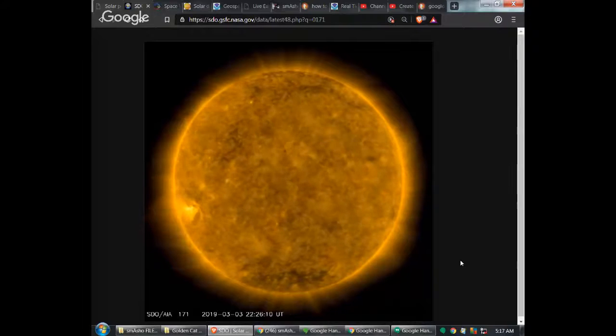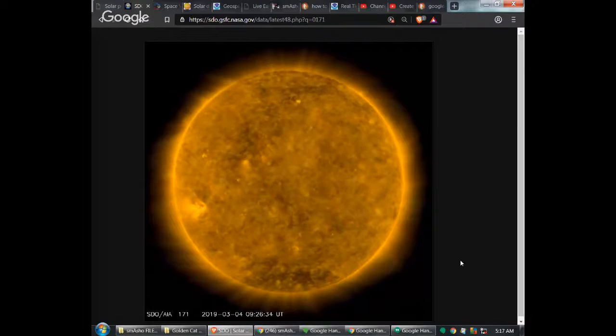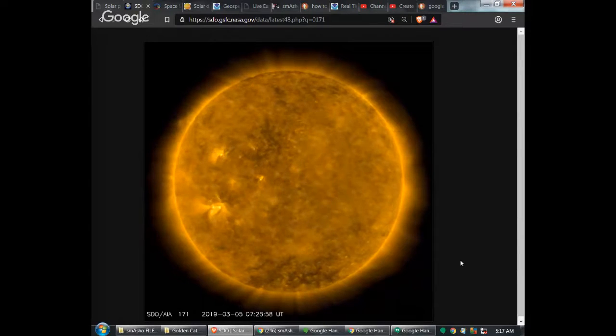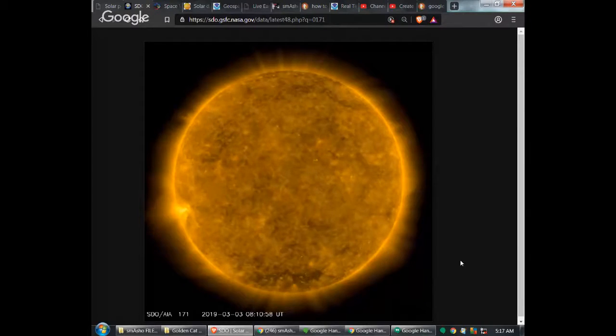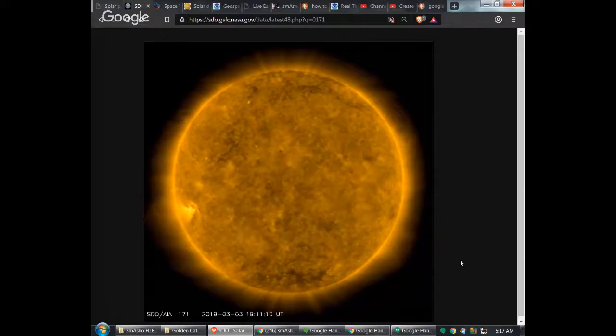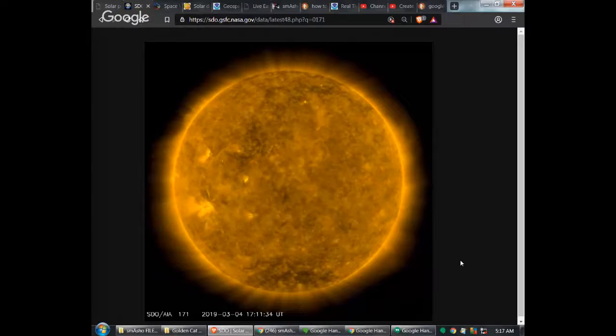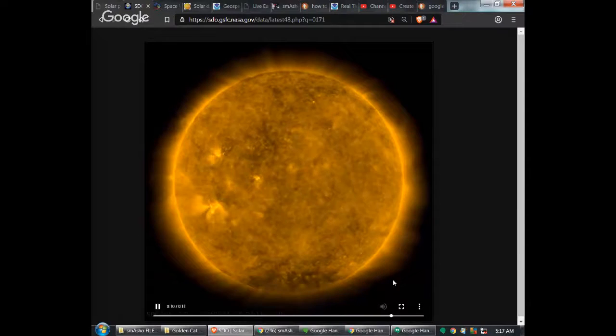I got to keep track of my tabs here using the cell phone because I don't have all the same tabs open on the computer. But hey, look on the bright side. At least things are improving. We've got actual screen capture going on. So yeah. Anyway, there's the view in 171 angstroms.